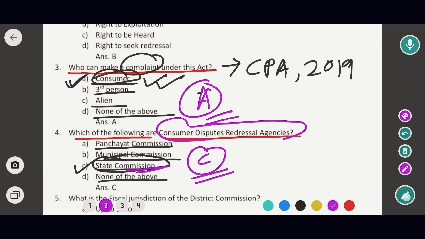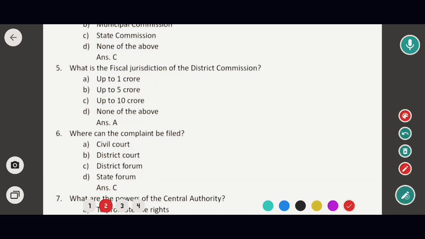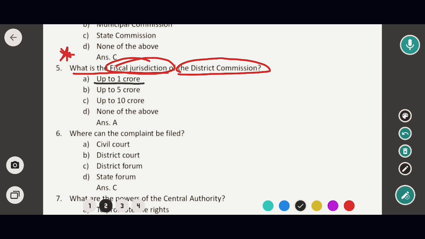Okay, so now moving to the next question. What is the fiscal jurisdiction of the District Commission? Very important question. The options are up to 1 crore, up to 5 crore, up to 10 crore, none of the above. So the correct option would be option A, that means up to 1 crore.